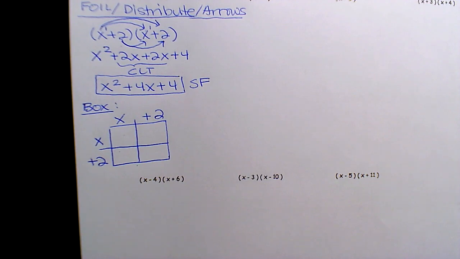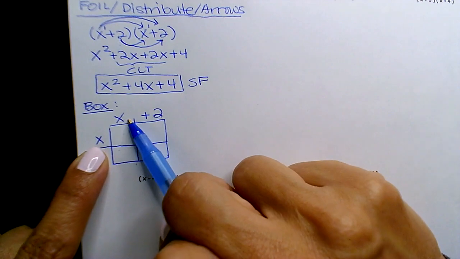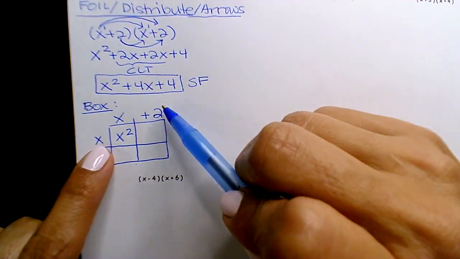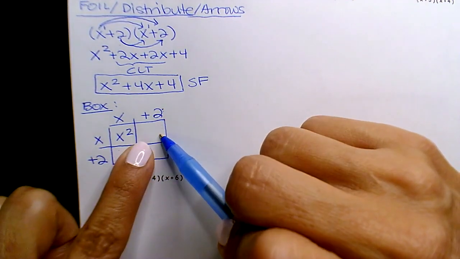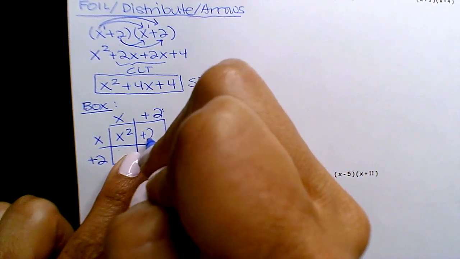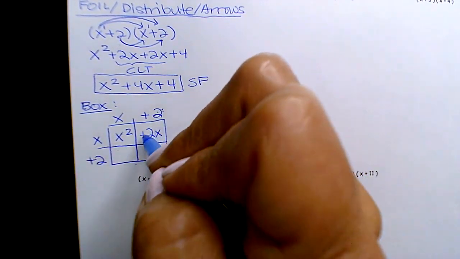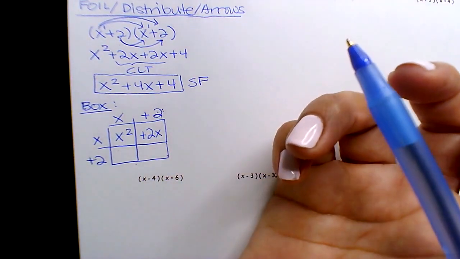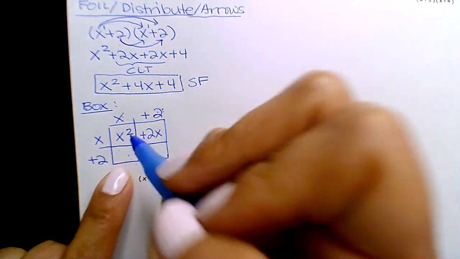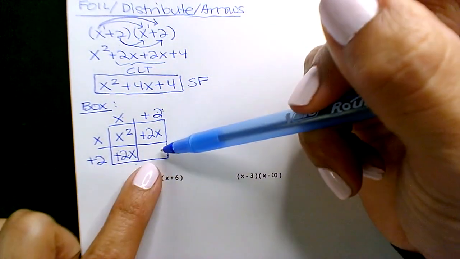Okay, so here we go. What's x times x? X squared. Very good. What's x times positive 2? Yes, positive 2x. The integer and the base just come together, right? The 2 is a coefficient, the x is your variable. Okay, what is positive 2 times x? Perfect. And what's positive 2 times positive 2?